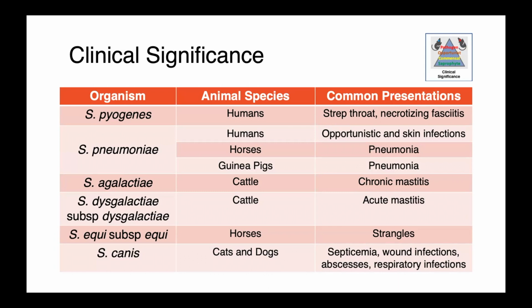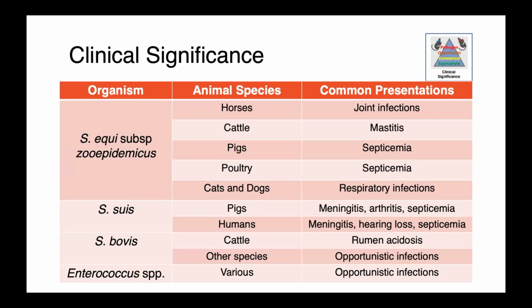Strep agalactiae causes chronic mastitis in cattle, while Strep dysgalactiae, subspecies dysgalactiae, causes acute mastitis. Streptococcus equi, subspecies equi, is the agent of strangles in horses. And strep canis causes a variety of infections in dogs and cats, from septicemia, wound infections, abscesses, and respiratory tract infections. Strep equi, subspecies zooepidemicus, can also cause infections in horses, although they're typically more joint infections. In cattle, it causes mastitis.